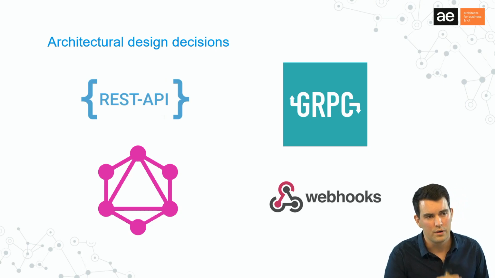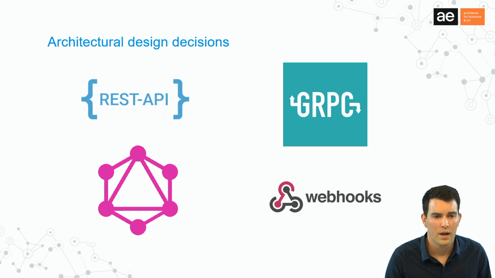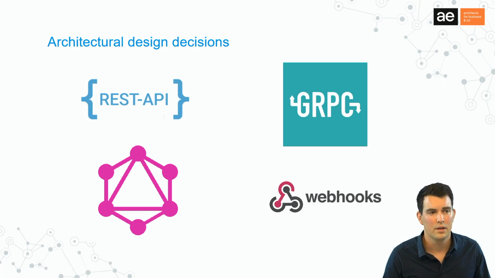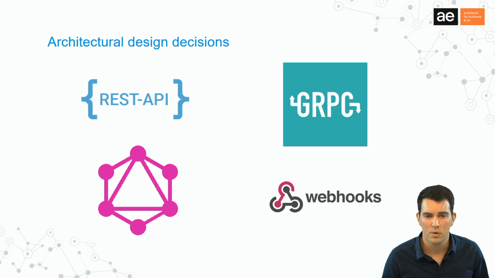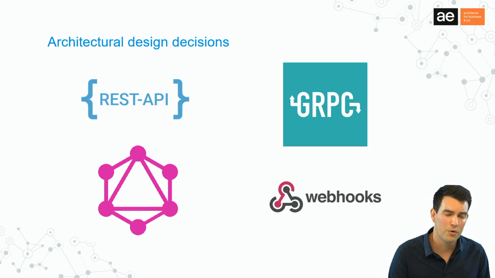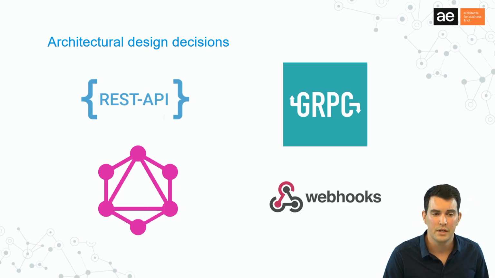GraphQL, the one on the left bottom, that's a different way to get or retrieve information from the server. With REST, you have a defined response body. With GraphQL, the user defines what data they want, how they want it, and in what format they want it. GraphQL is actually the implementation of that idea from Facebook. OData is Microsoft's implementation of the same concept.